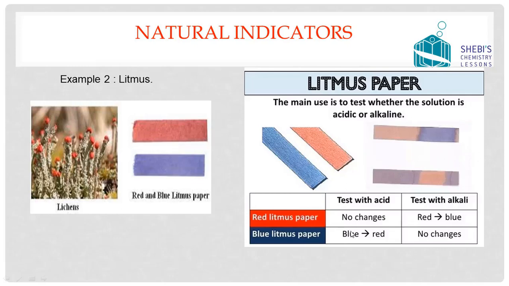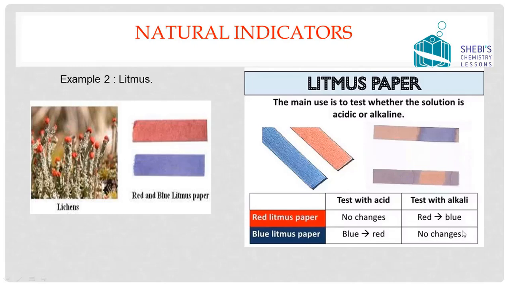Okay, see here, if you dip a red litmus paper in an acid, no color change will be observed. But if you dip red litmus paper in a base, red will change into blue. Here in the picture, see the first picture, red litmus paper turned into blue color. Now if you take blue litmus paper and test with an acid, blue will change into red color, you can see here. And in a base no color change.